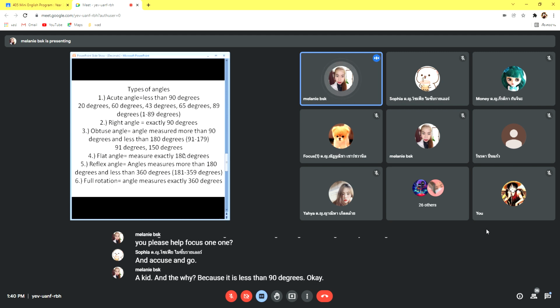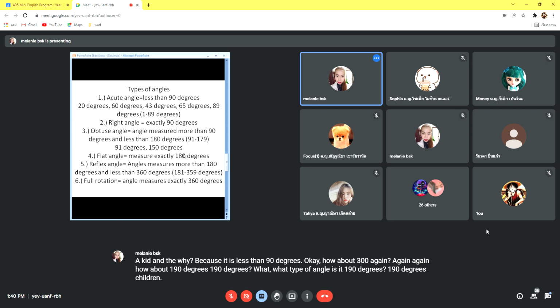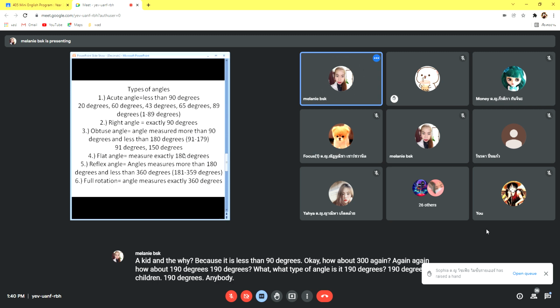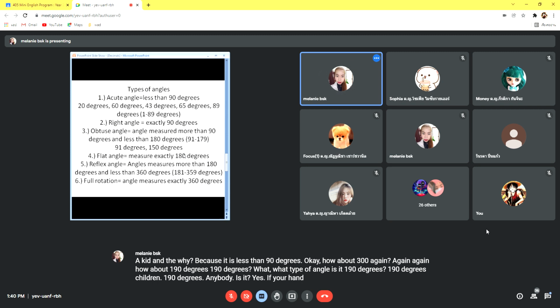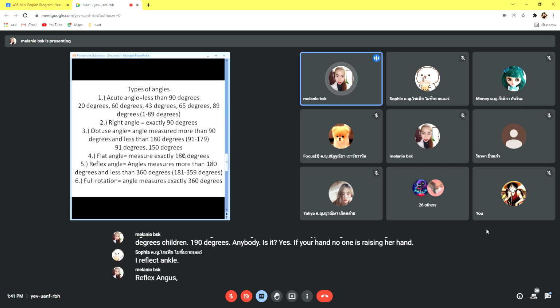Okay. How about 190 degrees? What type of angle is it? 190 degrees, children. Anybody? Is it you, Sophia, who raised her hand? A reflex angle. Who cannot understand, children? Could you please raise your hand?